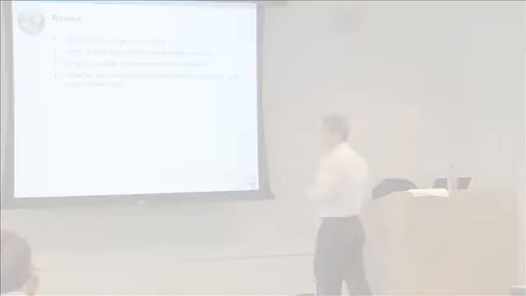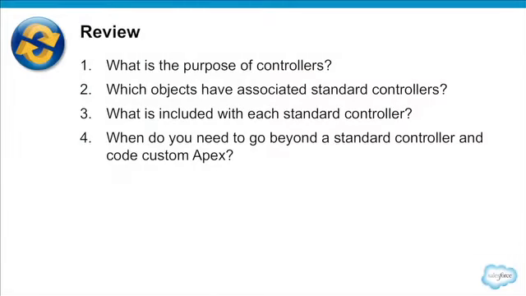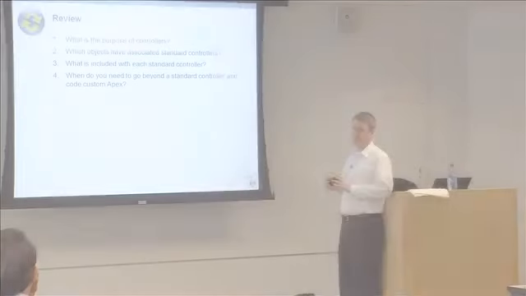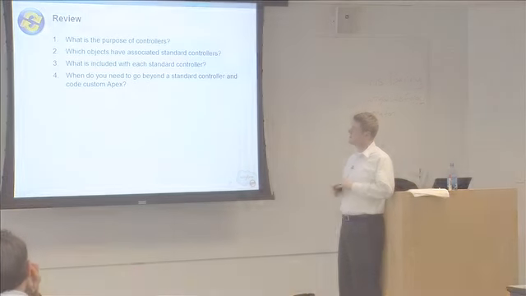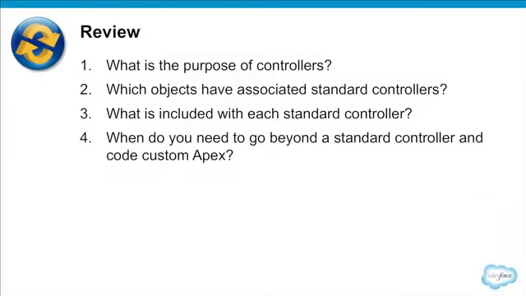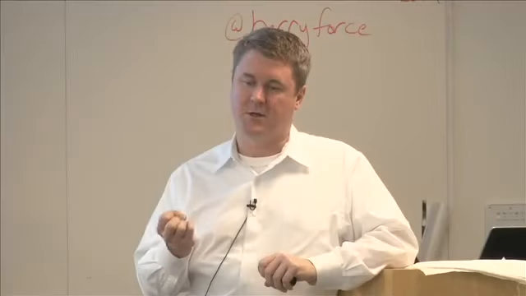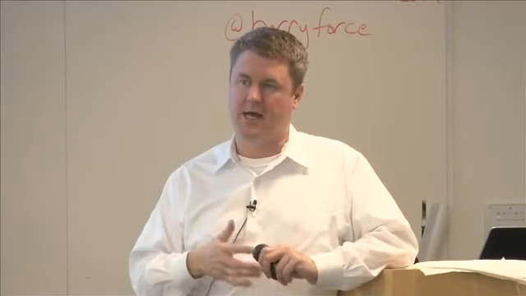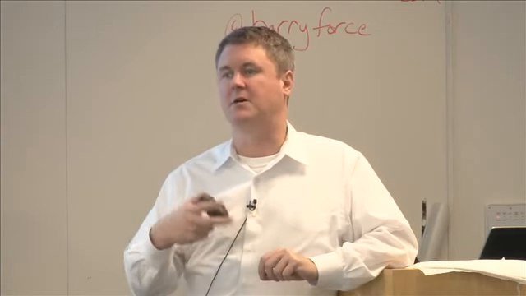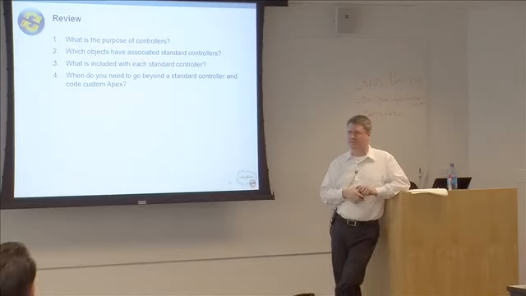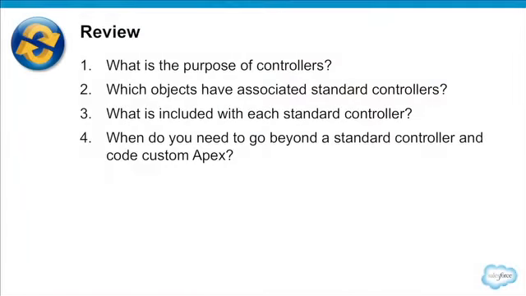Okay. Which objects have associated standard controllers? Pretty much all of them. It isn't all of them, so there are certain junction objects in the case of some standard objects which don't have them, but it's pretty widespread. In the case with custom objects, we always have a standard controller for that. It is with standard objects that are serving the purpose of being junctions that we don't give you a standard controller.